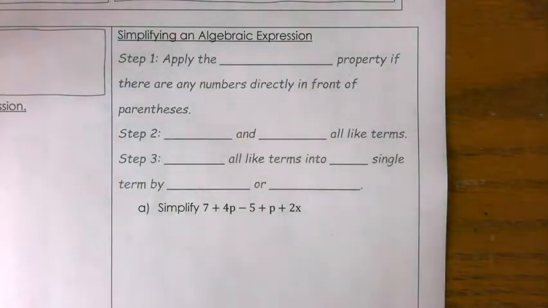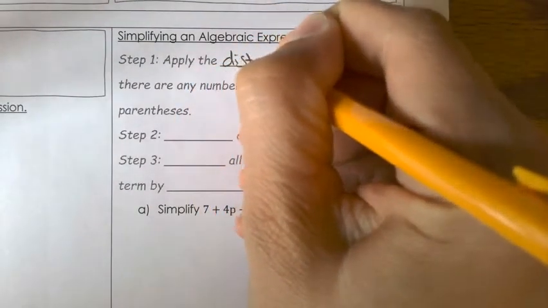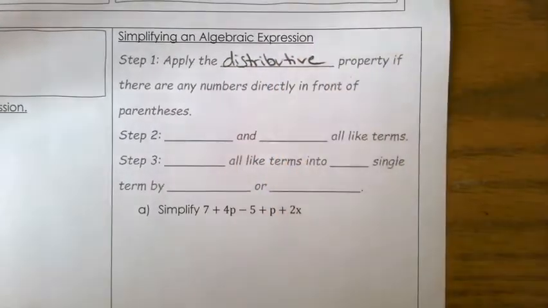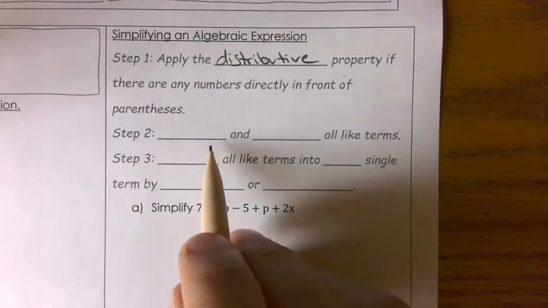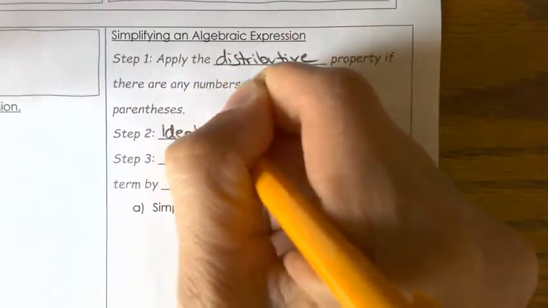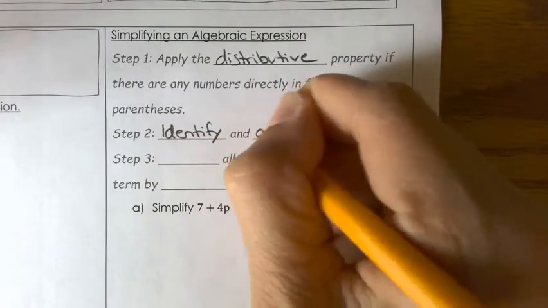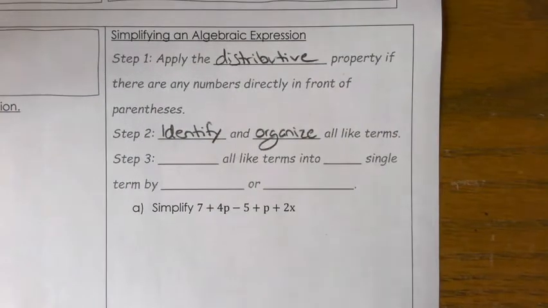So when we're simplifying algebraic expressions, you want to first apply the distributive property if there are any numbers directly in front of the parentheses. So similar to what we looked at before, where we had 6 multiplied by the quantity in parentheses n plus 7. Then step 2, identify and organize all like terms, just like we did on the last two examples.